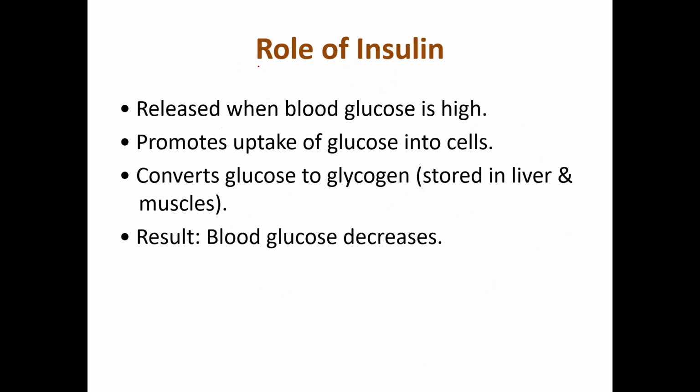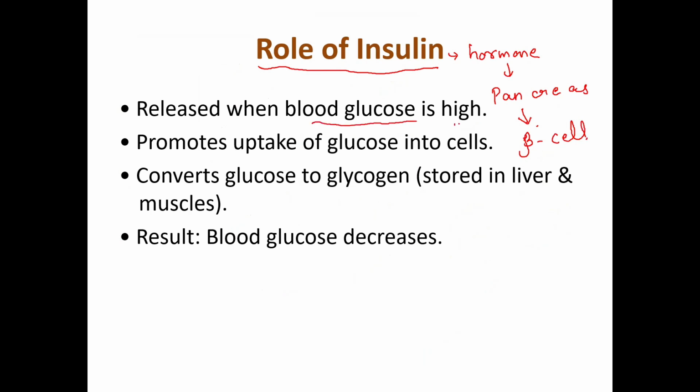Let's understand in depth what the role of insulin is. We know insulin is a kind of hormone. It is produced by the pancreas and released by the beta cells of the pancreas. It is released when blood sugar is high.